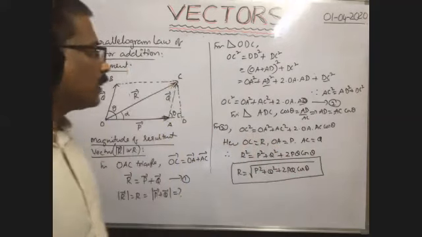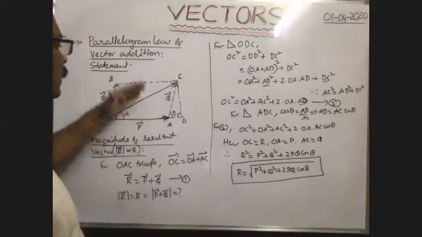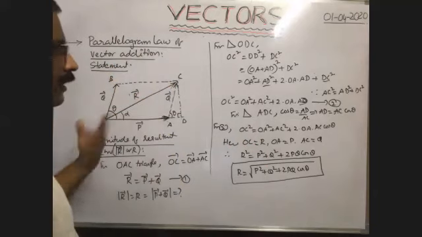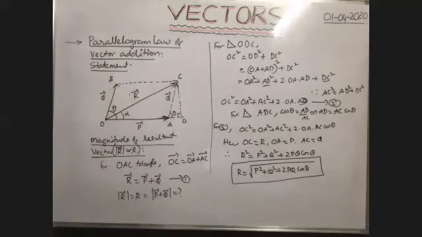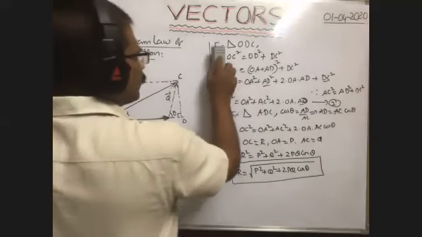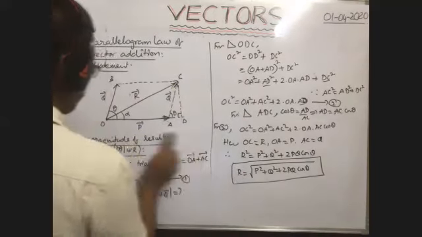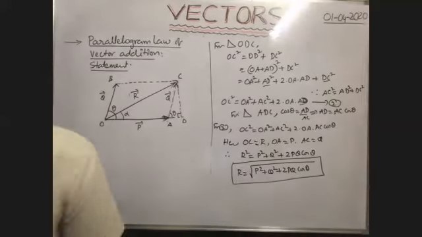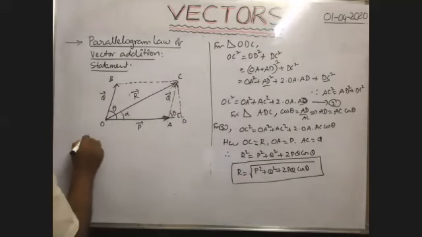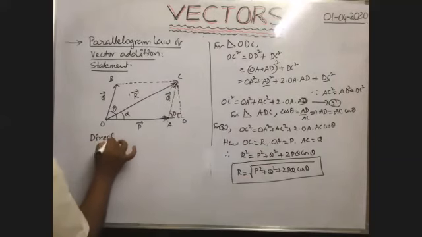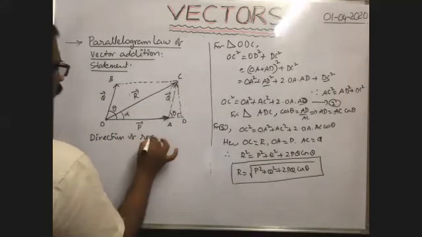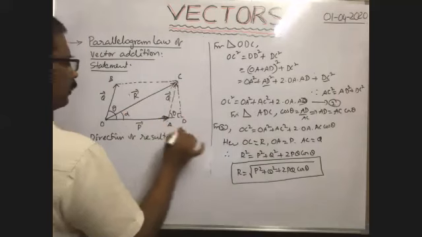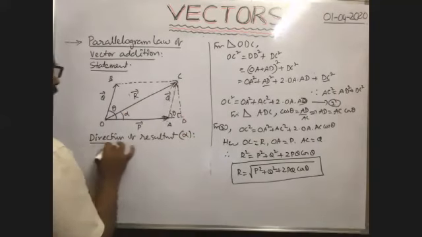What is the direction of the resultant? Suppose the resultant vector R bar makes an angle alpha with P bar, then we have to find alpha. So you remember this formula. Next, direction of resultant means the angle made by the resultant vector with P bar, alpha, which we have to find. If you know alpha, the direction is known.